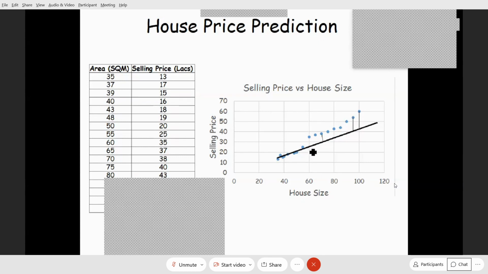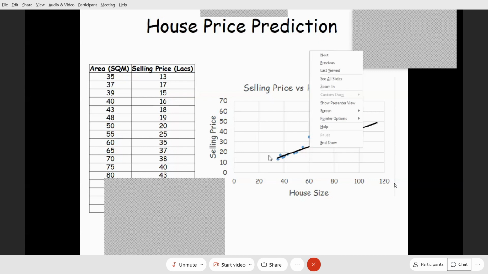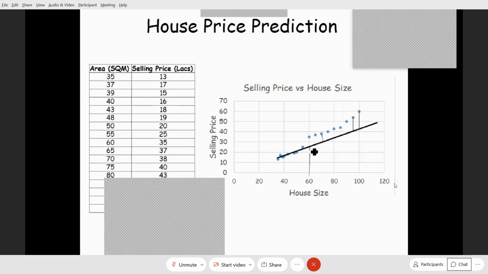So for example, yesterday I said that suppose I want to know the price of a house, where the size of the house is given in square meters. If it is 60 meters, then what is the price? The answer is given as 35, whereas my system is going to estimate somewhere here, which is around 25.